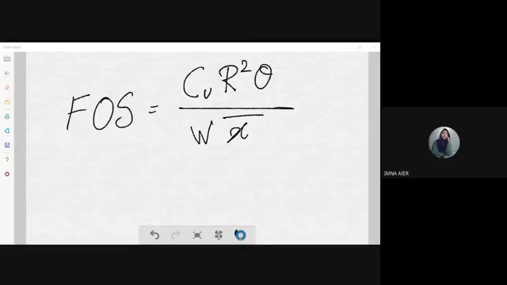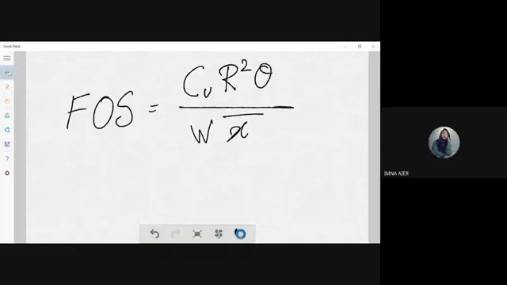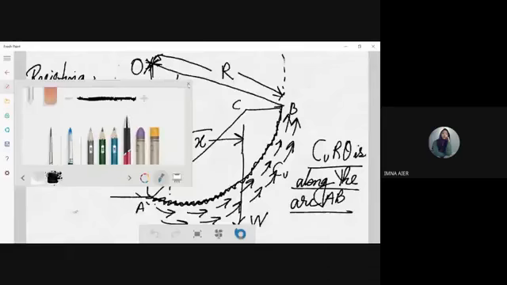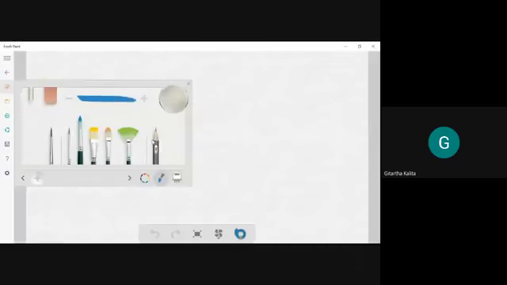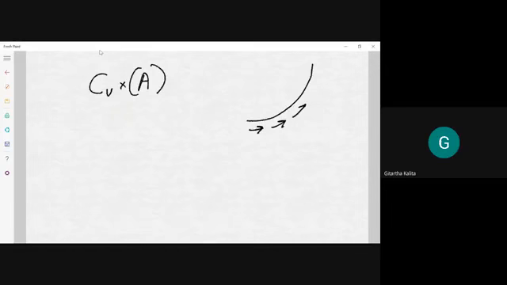Sir, can you please repeat the last part, after the total resistive force? After Cu into A. I will not do the diagram, I'm just writing it. Along this surface, the Cu was acting, isn't it? So area will be what? Length into width. This is 2D, so we cannot see the cross section. It is actually length into width. The length we already got, this r theta, and the width we are taking as 1. So it becomes Cu into r theta.